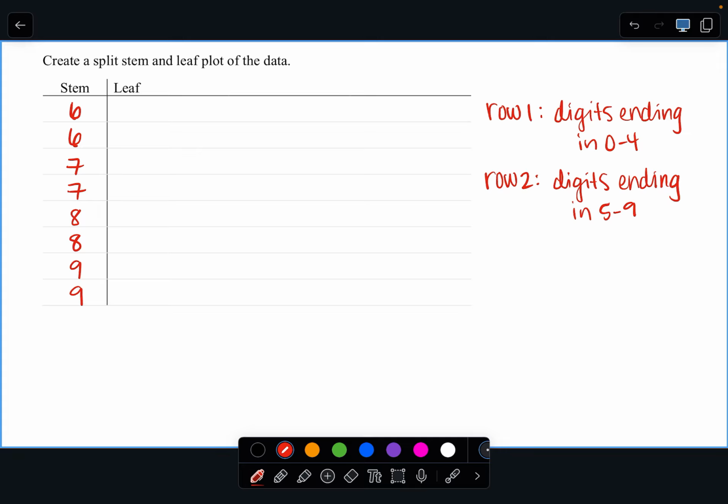The one question I get every single time we do split stems is, can I decide which stems to split? So say, for instance, you have a bunch of 80s and then not so many 60s, 70s, or 90s. If you are doing split stem at all, they all have to be split, even if a stem is empty. So say there's no values between 65 and 69. You cannot skip over it.